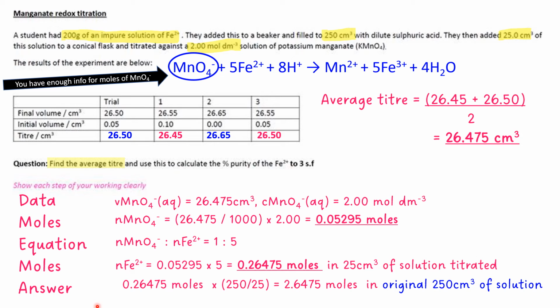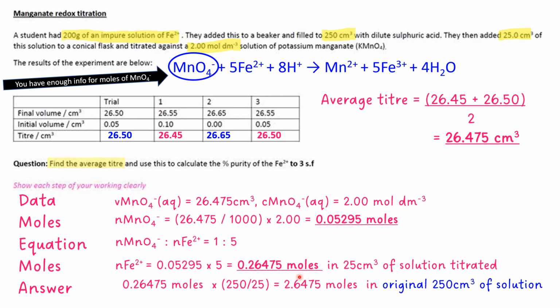So the scaling factor I referred to earlier is this. So this is your original solution. This is the small proportion of it that you titrated. The titrated part is what you know the moles for. So how many times does this go into this basically? So you divide 250 by 25 to get 10.